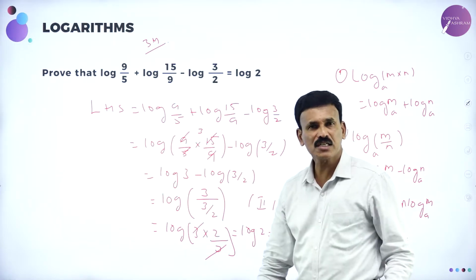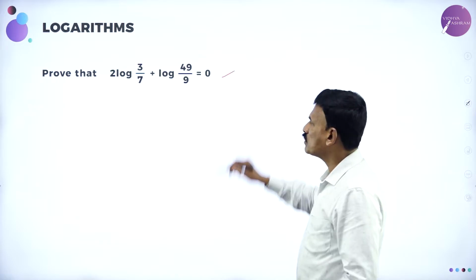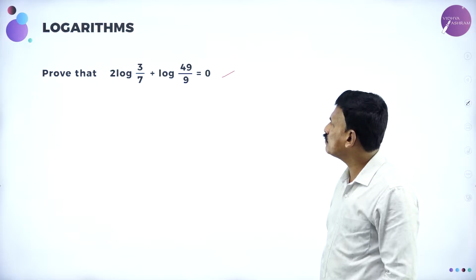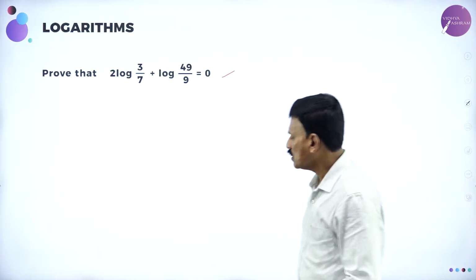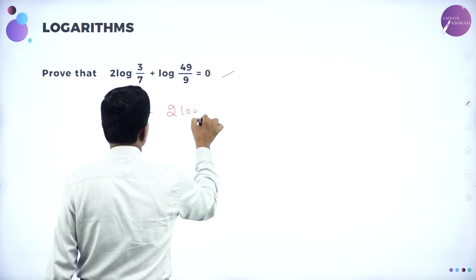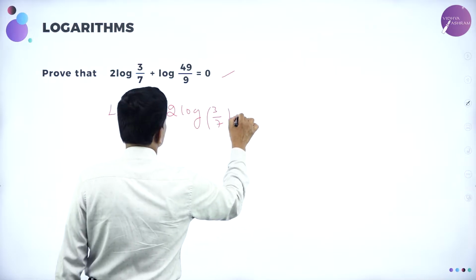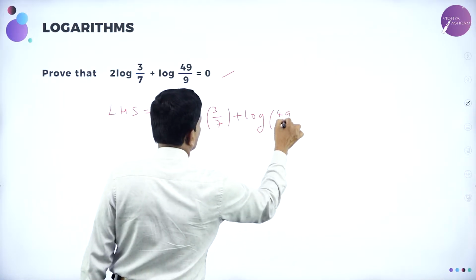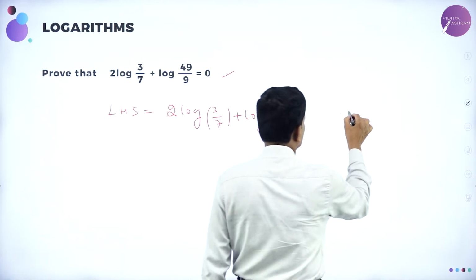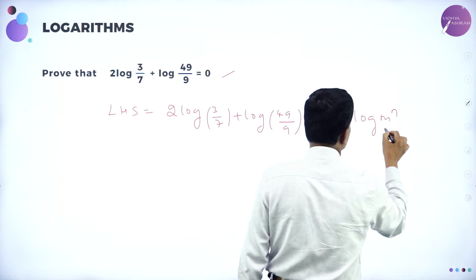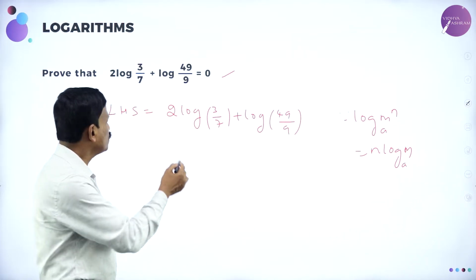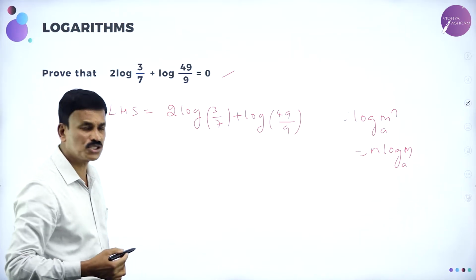Okay. Now let us come to a similar problem. Prove that 2 log of 3 by 7 plus logarithm of 49 by 9 is equal to 0. Now what is given? Let us take LHS. This is the given LHS: 2 logarithm of 3 by 7 plus logarithm of 49 by 9. Now again using the laws of logarithms, we know logarithm of m to the power of n to base a is equal to n log m to base a. So this is of the form n log m. n log m is log m to the power of n.